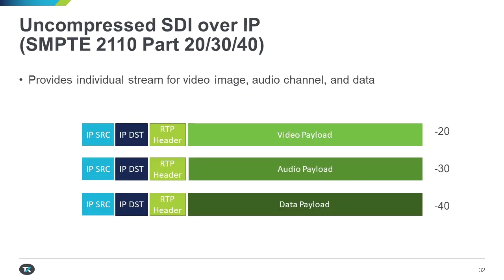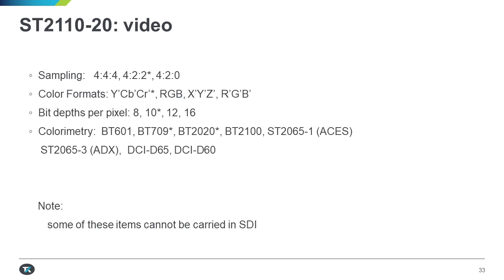So we are going to take the raw data, again, just like we did with the SDI, except we are going to strip it back and grab just the raw video essence for the -20, the -30, or the -40. The other unique thing about -20 is it supports a whole bunch of things that SDI does not. SDI does not support 420. SDI does not support, at least at this point in time, 16-bit. We've got ACES color space. We've got all kinds of things in here that are not supported on the SDI side. It's great for production. It's great for post.